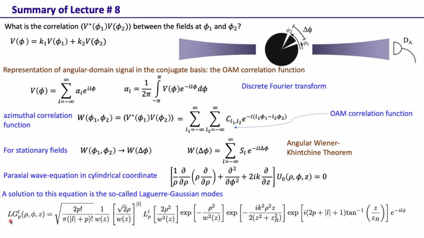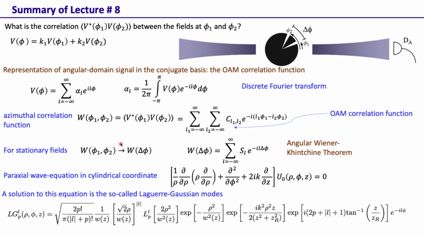and it is characterized by two indices, P and L. P goes from 0 to infinity, L goes from minus infinity to infinity. And the main point is that this has a phi dependence only through this term, e to the minus i L phi. So the phi dependence in this mode comes only through this e to the minus i L phi.